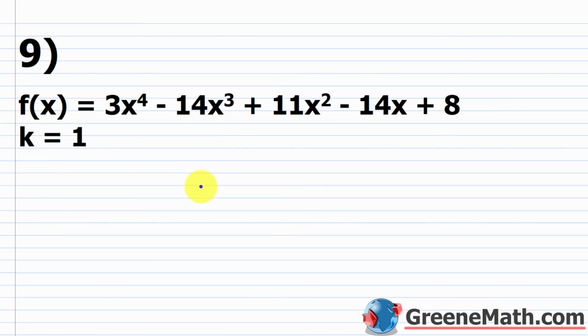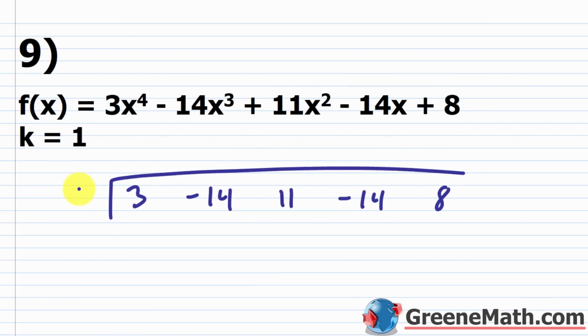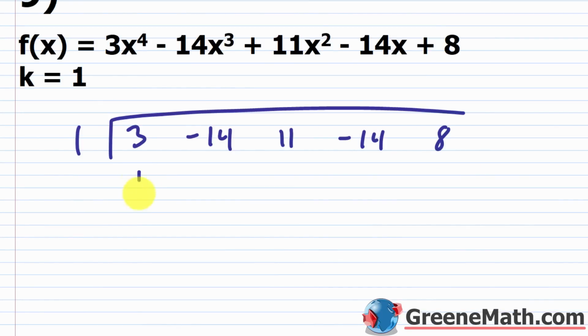All right, for problem 9, we have f of x equals 3x to the 4th power minus 14x cubed plus 11x squared minus 14x plus 8, where k here is equal to 1. So let's take the 3, the negative 14, the 11, the negative 14, and then the 8. And then let's put the 1 right there. Let's drop this down. We're going to be testing for an upper bound because this is positive here.